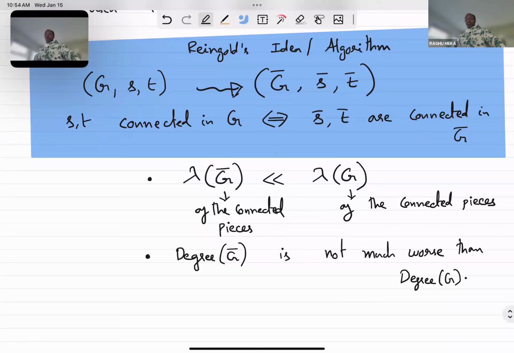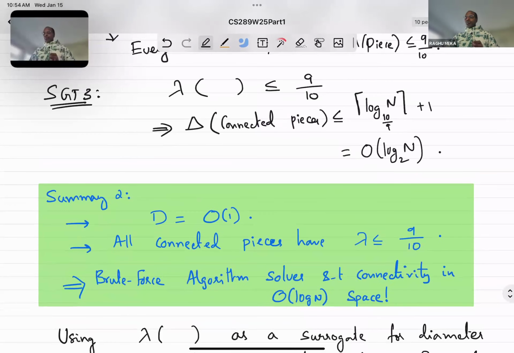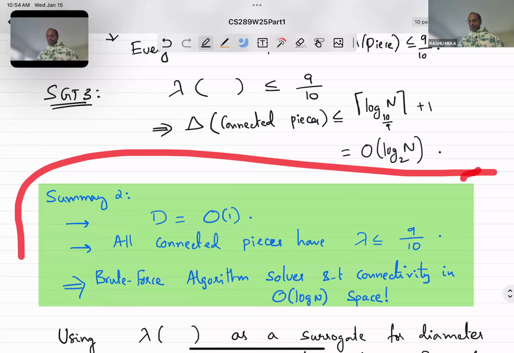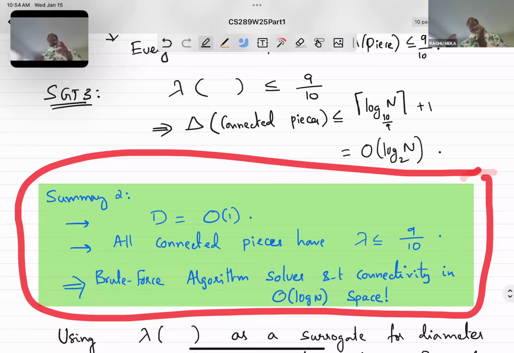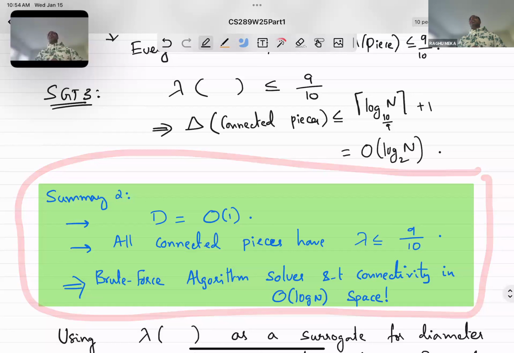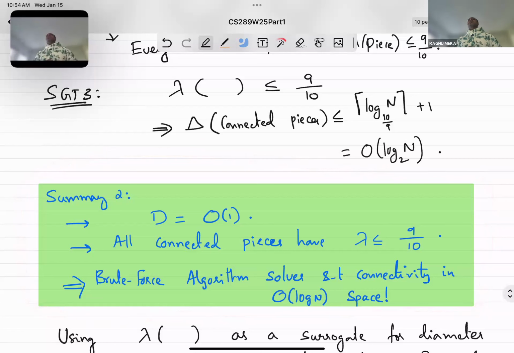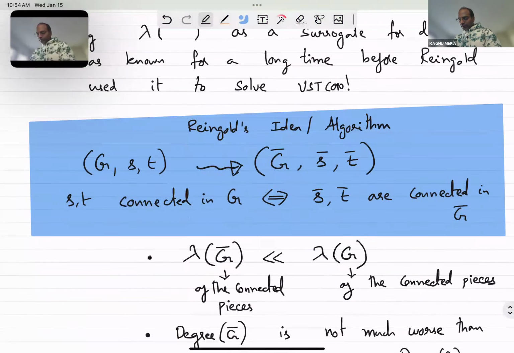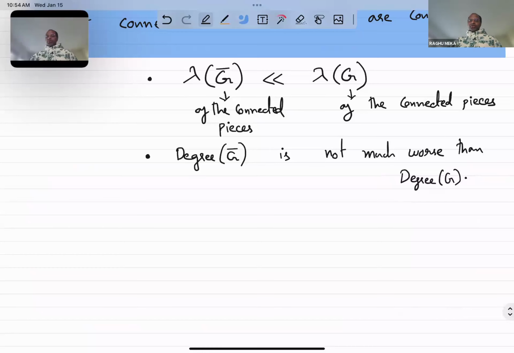So that's the overall template. We want to find some operations which will modify the graph so that we kind of move towards this easy case. The case where the degree is small and every connected piece has high spectral gap. And that's what we're going to talk about.